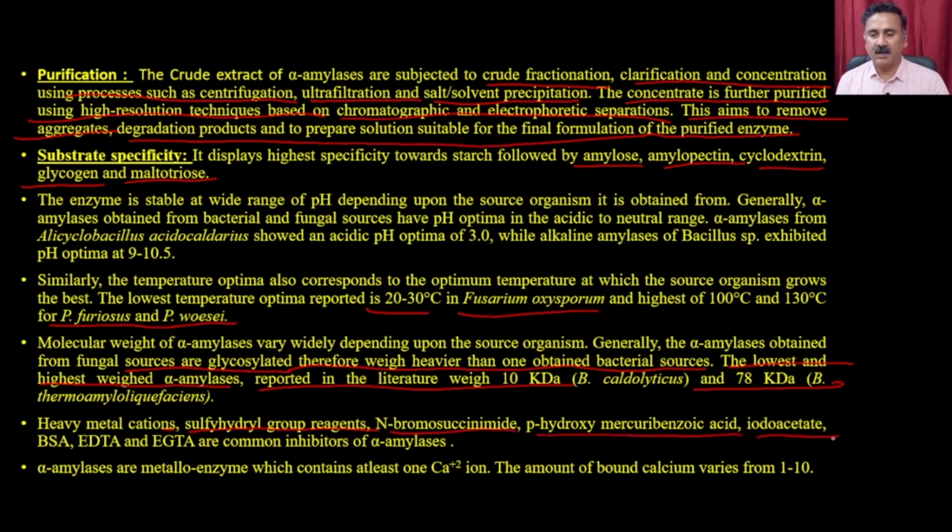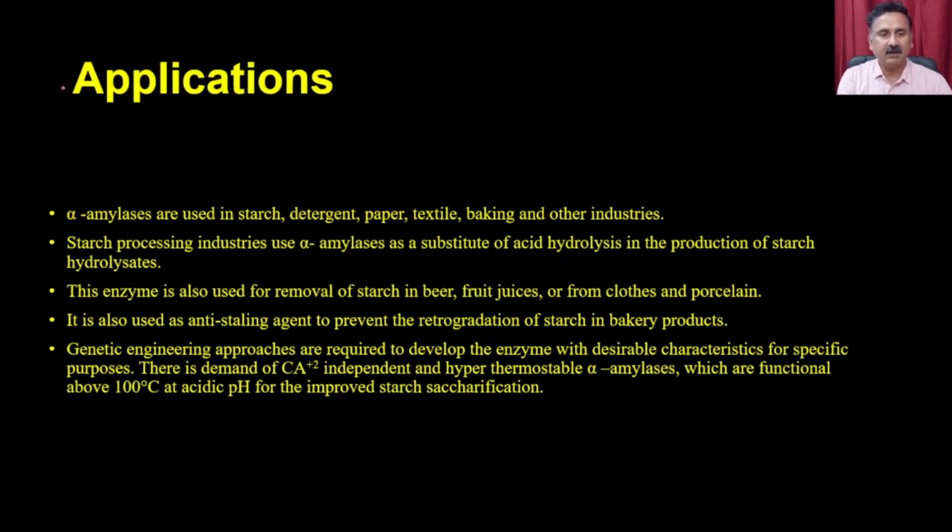Heavy metal cations, sulfhydryl group reagents, N-bromosuccinimide, para-hydroxymercuribenzoic acid, iodoacetamide, BSA, DTT, and EGTA are common inhibitors of the alpha amylase. So these are the things you can use to stop the reaction once the process of that particular alpha amylase is done. Alpha amylases are metalloenzymes which contain at least calcium ions, and the amount of bound calcium varies from 1 to 10.